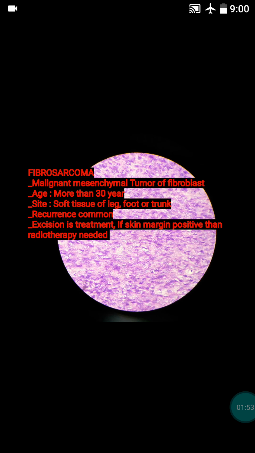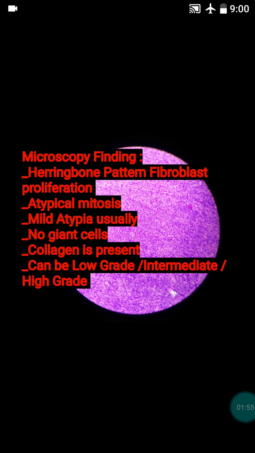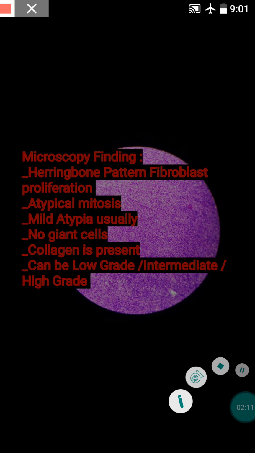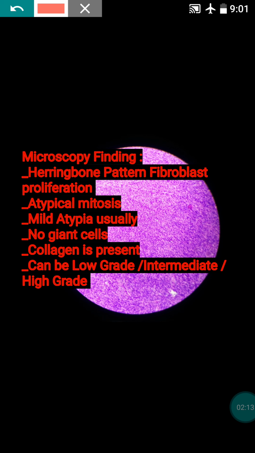I have given the introduction, and now we will see how you will diagnose it microscopically. It is one of the fibroblastic tumors. It's a fibrosarcoma, so there will be fibroblastic proliferation, and the proliferation is particularly in the form of a herringbone pattern. In a malignant mesenchymal tumor, there is always some amount of atypical mitosis, so the mitosis will be seen here. The atypia is very minimal.